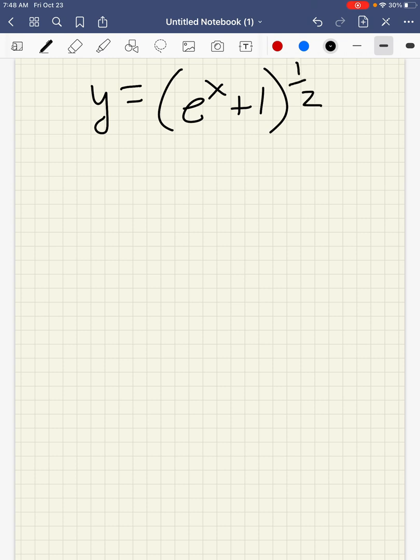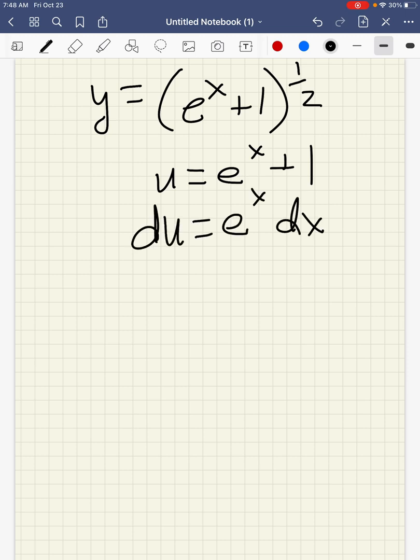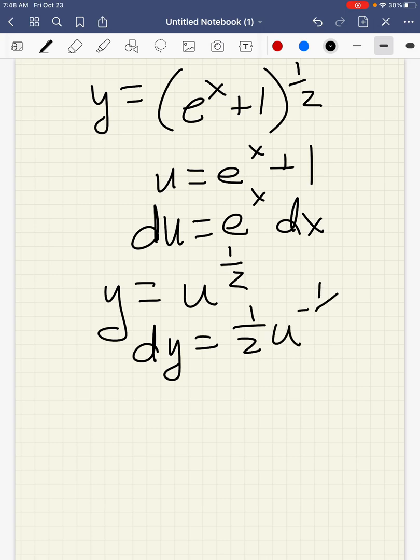All right, bottom of page 198. Y equals e to the x plus 1 raised to the 1/2 power. So again, the u becomes what's in the parentheses. So then du will be e to the x dx. And the original problem is u to the 1/2. So dy is 1/2 u to the negative 1/2 du.